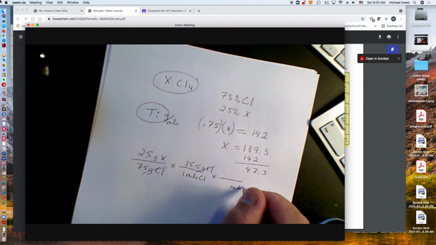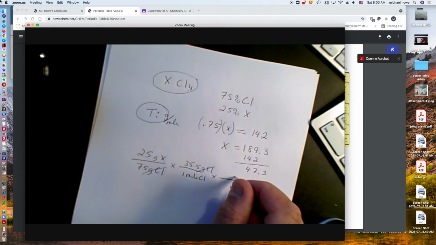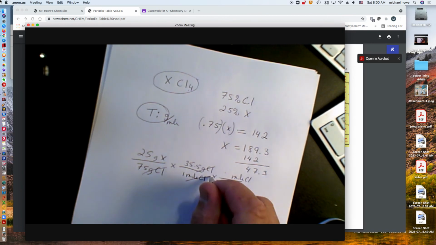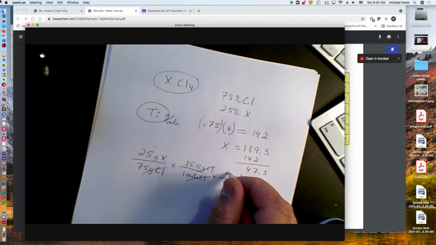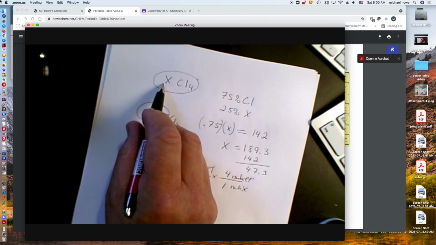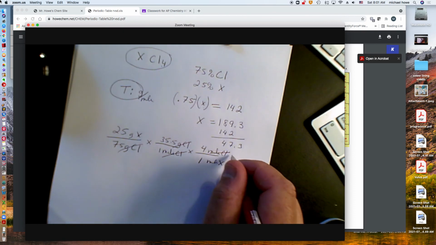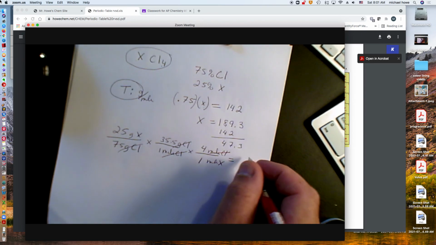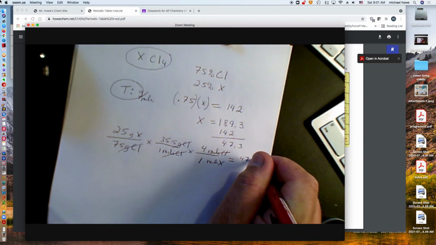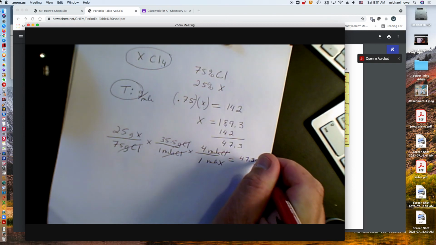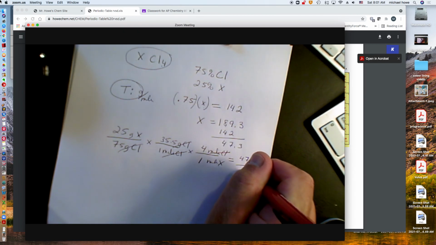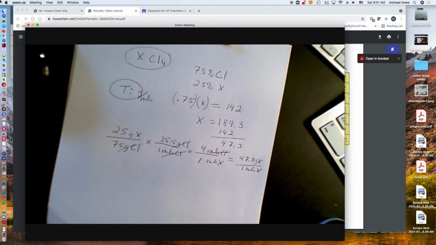So you put moles of X here, and moles of chlorine here. That would allow moles of chlorine to cancel. And there were 4 of these for every 1 of those. And now if we do the math, we'll end up with 47.3. And the unit would be grams of X over moles of X. And that's your formula weight. So 2 different ways to do the same problem. You can use either one.